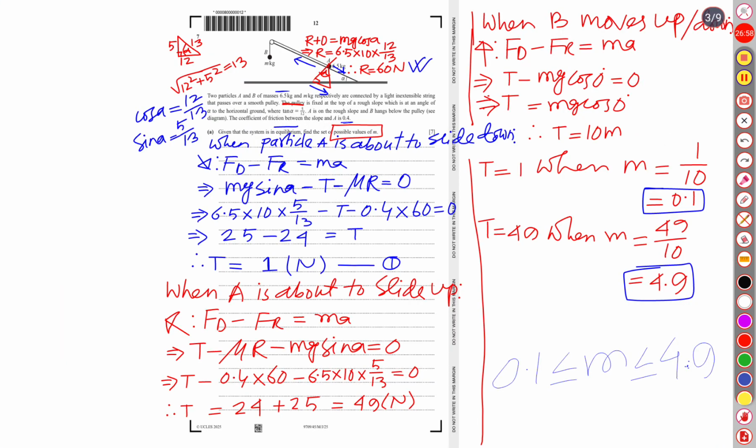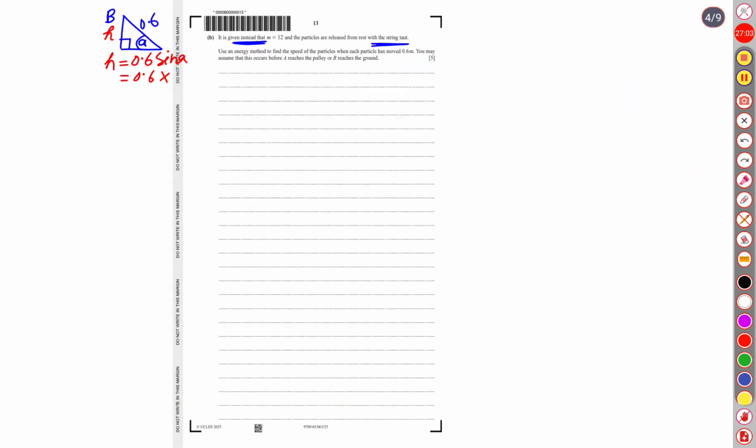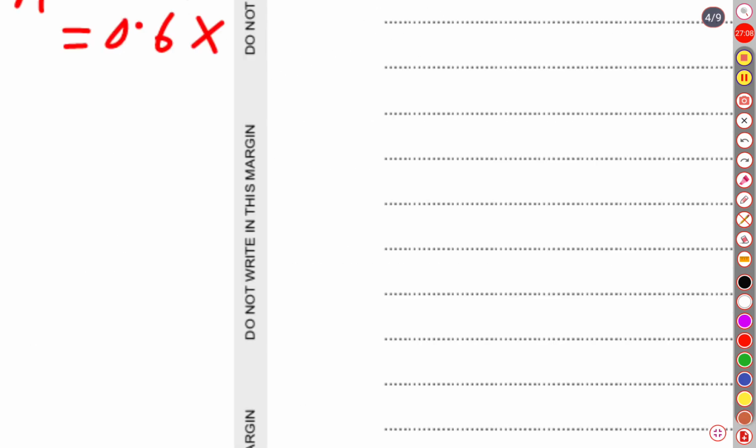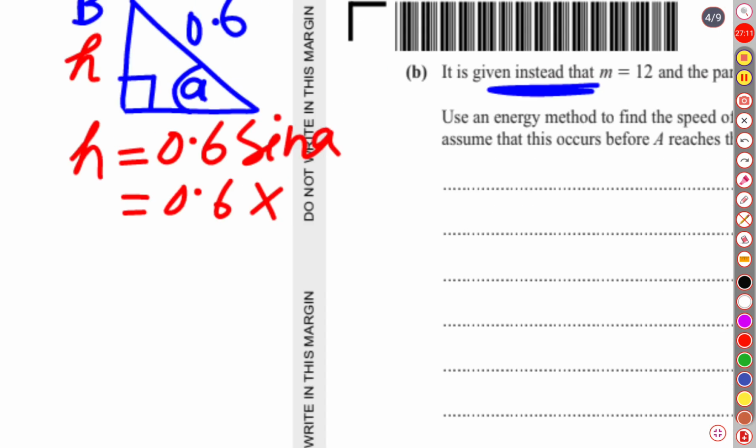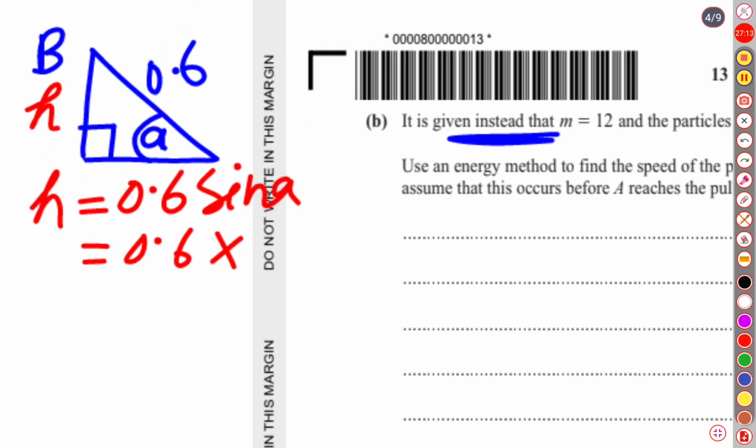We have used sine alpha is equal to 5 over 13. Let us write 5 over 13 here. So finally, how much is it going to be? It is 0.6 times 5 over 13, which is 3 over 13, the height for B.